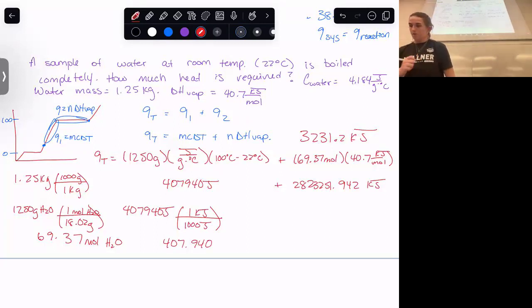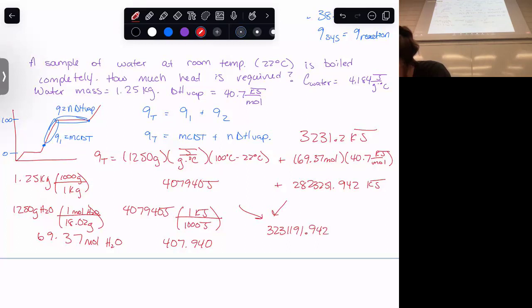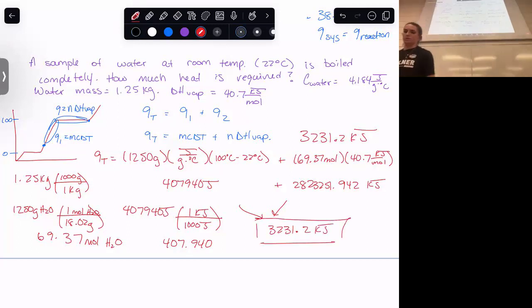So when we add this up, we end up with 3, 2, 3. Oh, sorry. This many kilojoules, which is a lot. This would be like putting a pot of water on your stove and just letting it evaporate. So that's a lot of heat. It would also take a long time.